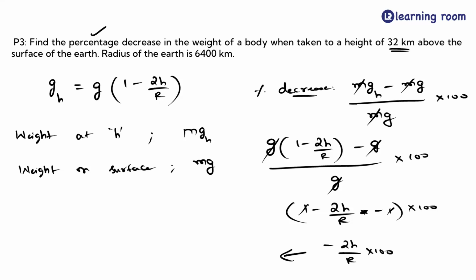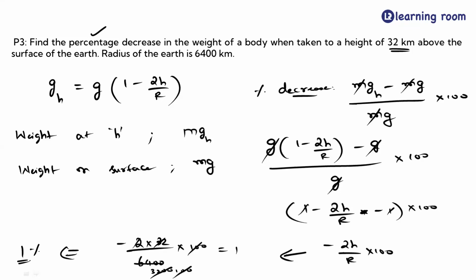Now tell me what are the values I need to substitute. Minus 2 into h is 32 divided by R is 6,400 into 100. So 2 will cancel this 3,200 times. This will cancel this 100 times. This will get cancelled and you will be left with 1. So what is the answer? 1%. So there will be a decrease of 1% in the value of g.